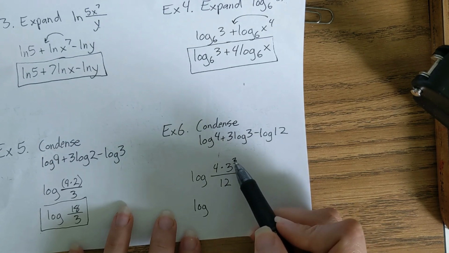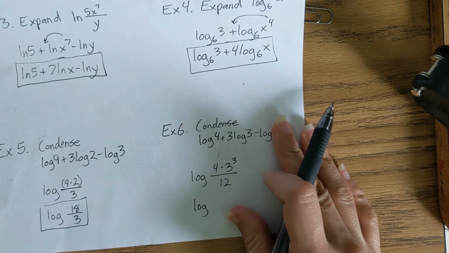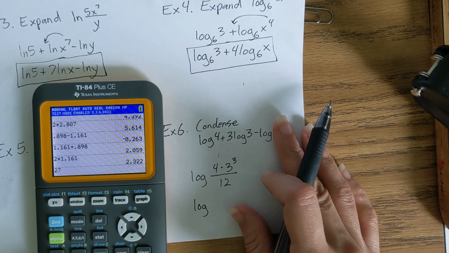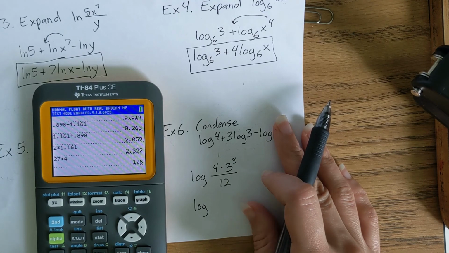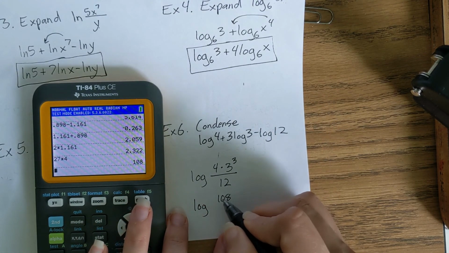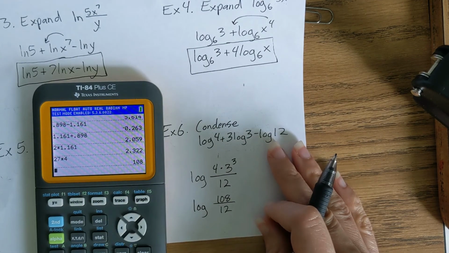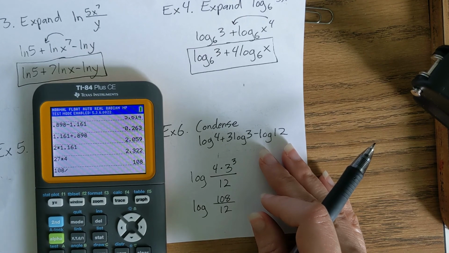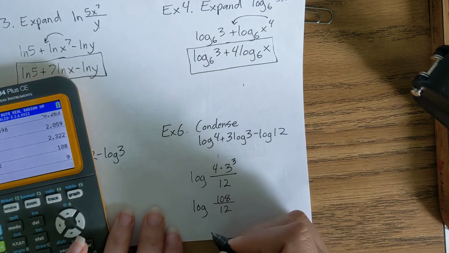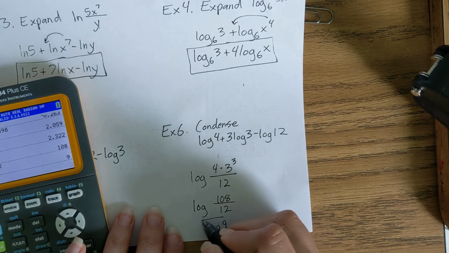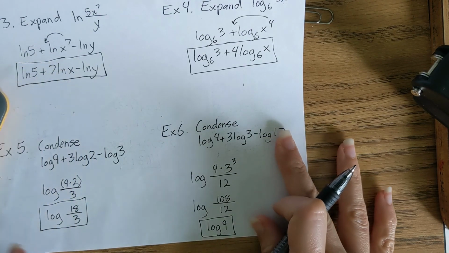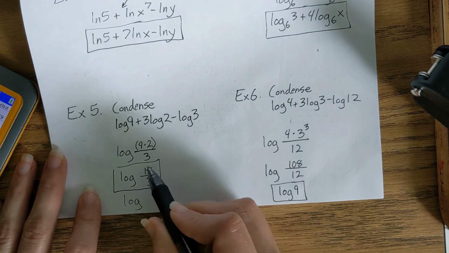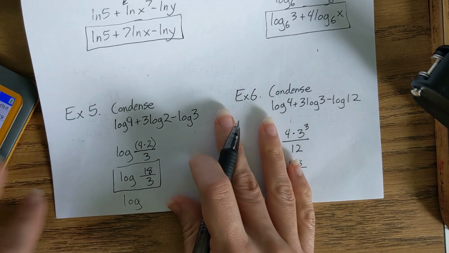So 3 to the 3rd power is 27. This would be 27 times 4. That's 108 over 12. And actually, you could even divide that. So 108 divided by 12 would be 9. So this actually reduces to log 9. And actually, I should reduce this down to 18 divided by 3, which would be 9. No, not 9, 6, sorry.